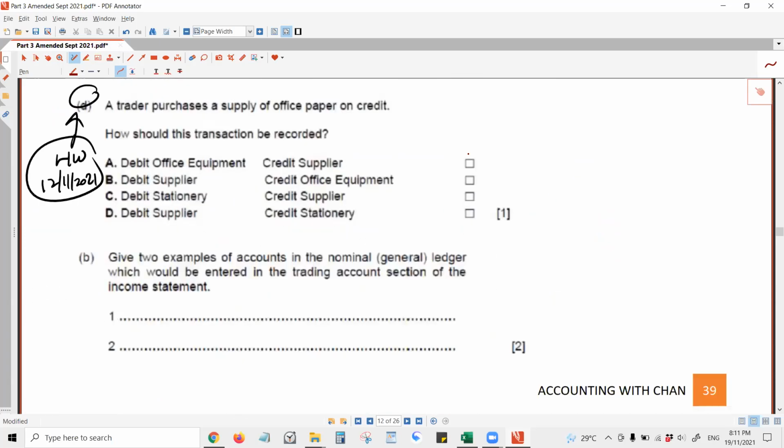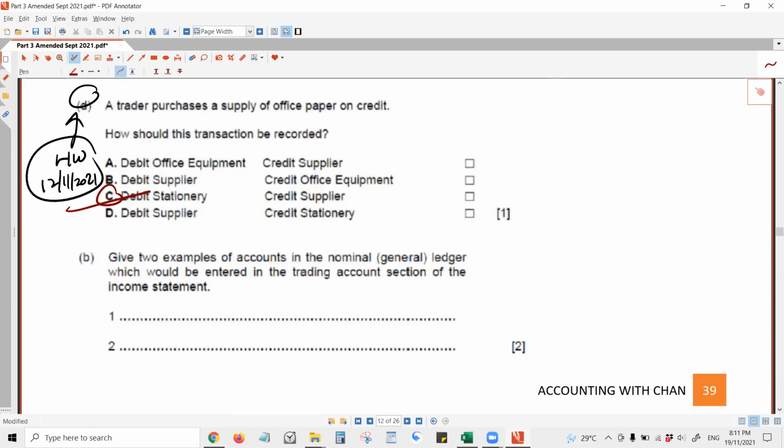On the same page, question D. Everyone, tell me your choice. Question D. Give you 10 seconds. Answer is C.